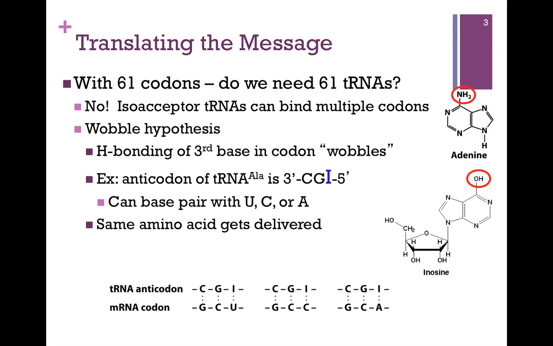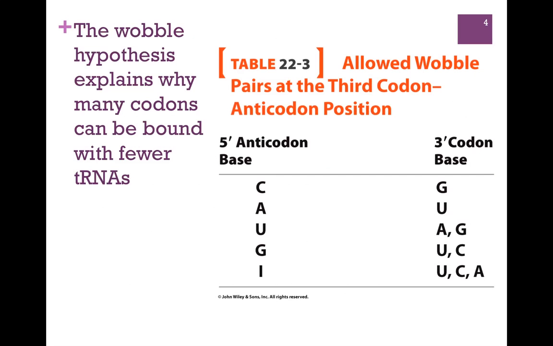And because of the difference in the chemical structure of the inosine nucleotide, it can base pair with either U, C, or A. So you can see how a tRNA carrying this anticodon CGI can base pair with multiple codons and yet deliver the same amino acid. And that's illustrated at the bottom of the screen here, the base pairing interactions between the anticodon of the tRNA and the codon of the mRNA. Always keep in mind the third base in the codon is base pairing with the first base in the anticodon. So the wobble hypothesis explains why many codons can be bound with fewer tRNAs.